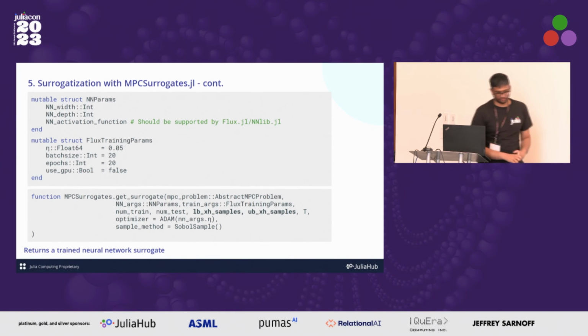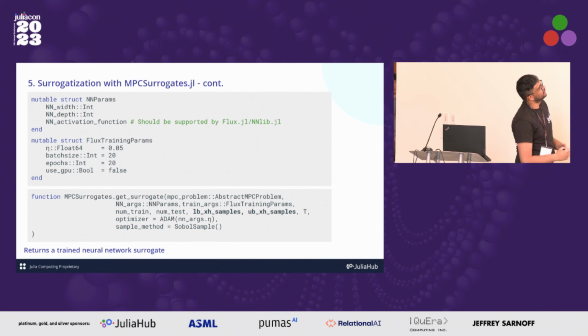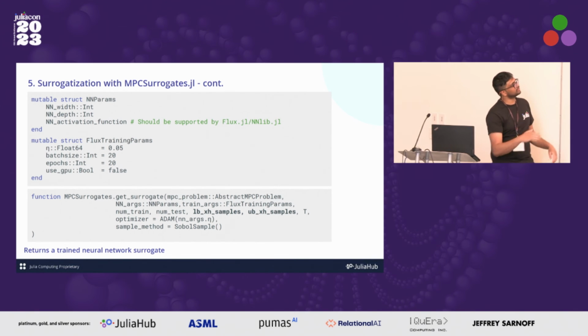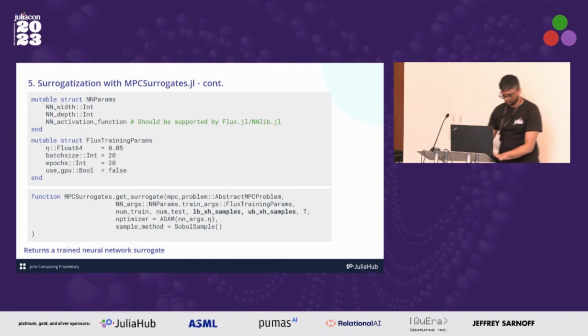So MPCSurrogates provides a set of tools where one would pass in the MPC problem and get out a trained surrogate of the control law. There are good defaults, but these can be configured. In the middle case, it would be a vanilla neural network, so it would have a depth and width, and you can set these parameters and training parameters, and then call the surrogatize function and get back a trained neural network surrogate.